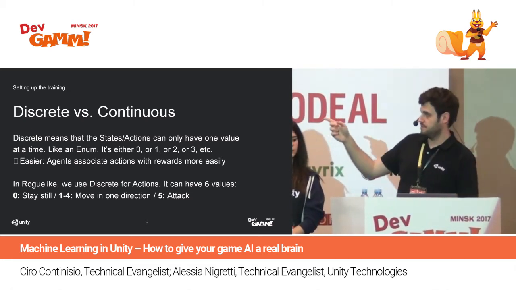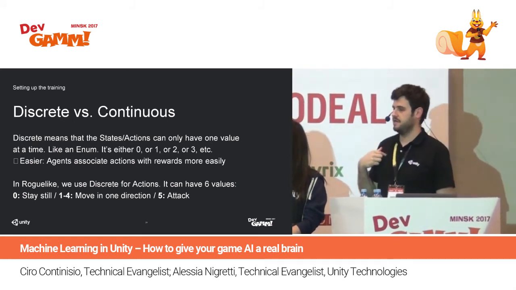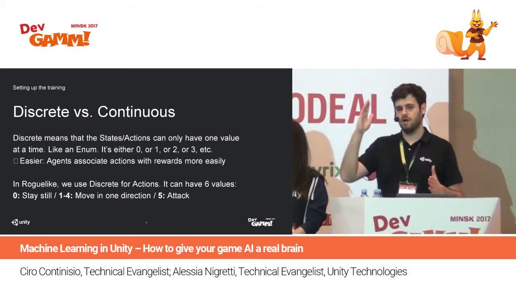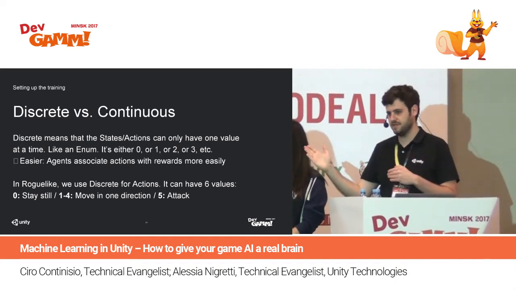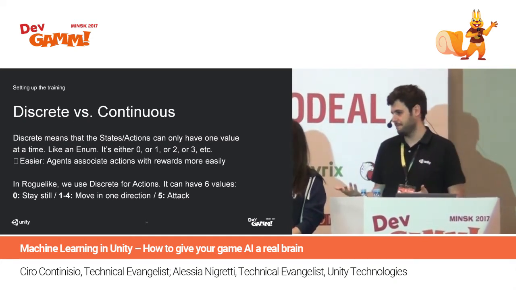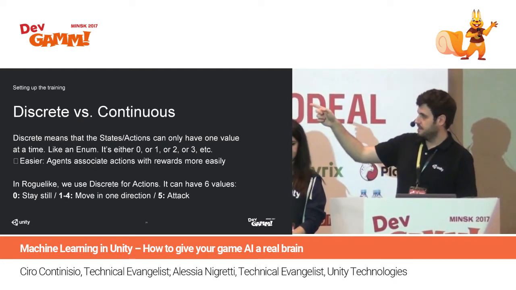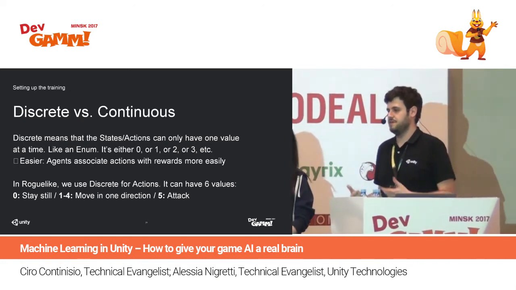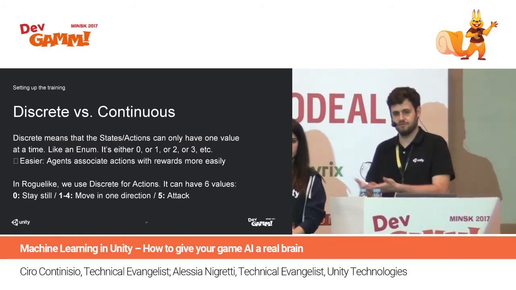We use that for the actions. For instance, if you see the last line, our action can have 6 values. 0 means the agent stands still, 1 is moving up, 2 is moving down, 3 is left, 4 is right, and 5 is attack, which means that he cannot move and attack at the same time. Because of this, it's easier, because the agents associate actions with rewards more easily. If they move, and if they get a penalty, they will know that the penalty came because they moved.